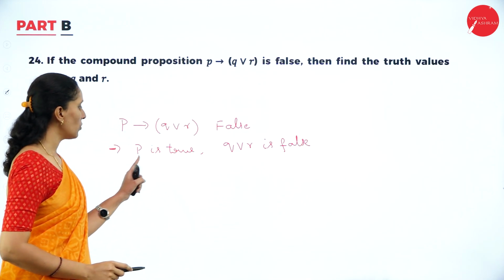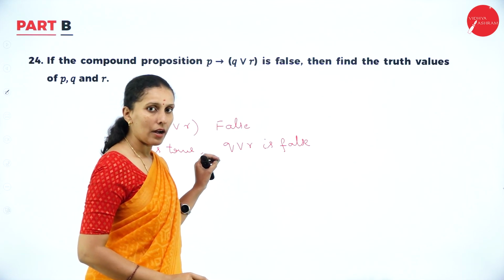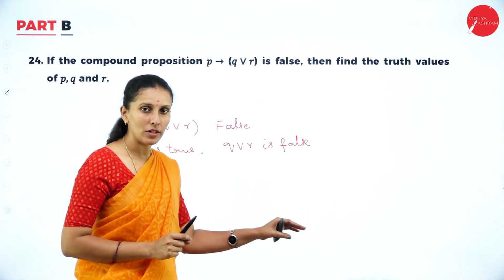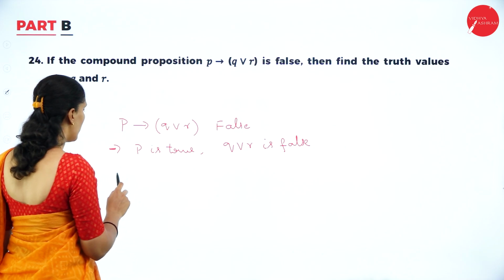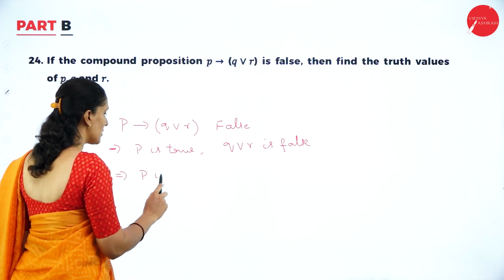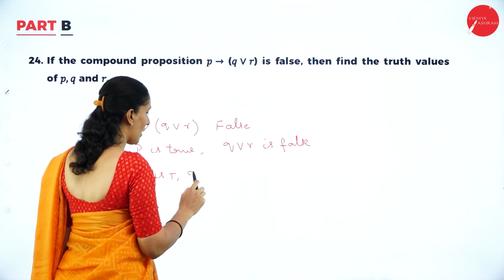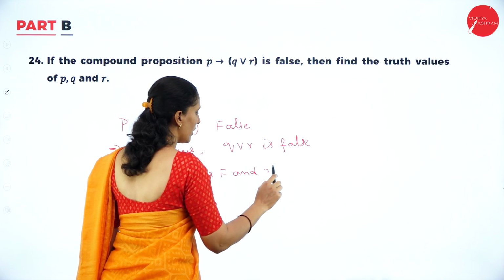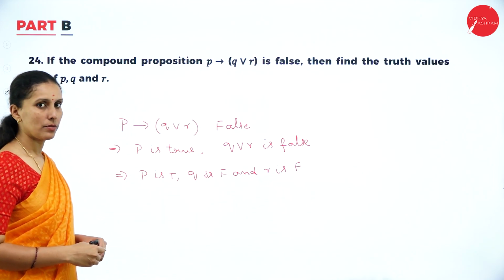Now we got the truth value for P. Now let's come towards the disjunction. From the property of disjunction, we know that when both the statements are false, then only the compound proposition is false. So therefore, we already know that P is true. Now from the disjunction property here, we can write Q is false and R is false. So these are the truth values.